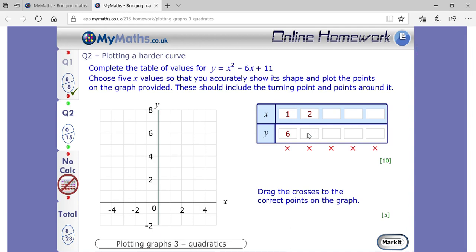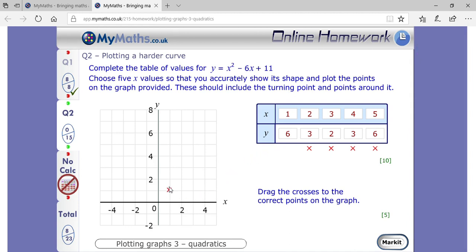Sorry, two, three. Wait. And three, two: you take three, and then you get two. And four, three. Five, and then you get six. So now we can mention this point 1, 6.